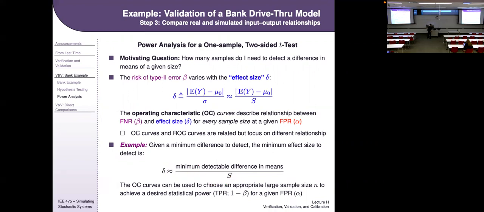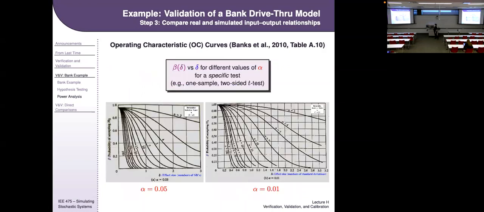You then divide that, you standardize it. So you divide it by the standard deviation of the system. And that's how you get this normalized or standardized effect size. Now, what do we do with that? Well, in the back of the book, there are these operating characteristic curves, not receiver operating characteristic curves. Unfortunately, there's a bunch of different types of OC curves, and these are just called operating characteristic curves. And they plot the false negative rate, beta, against the effect size for different values of alpha for a specific test, like a t-test.